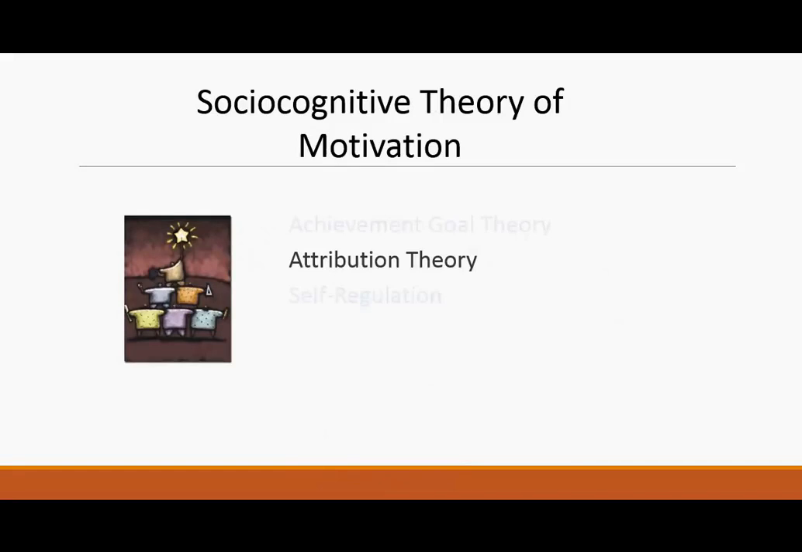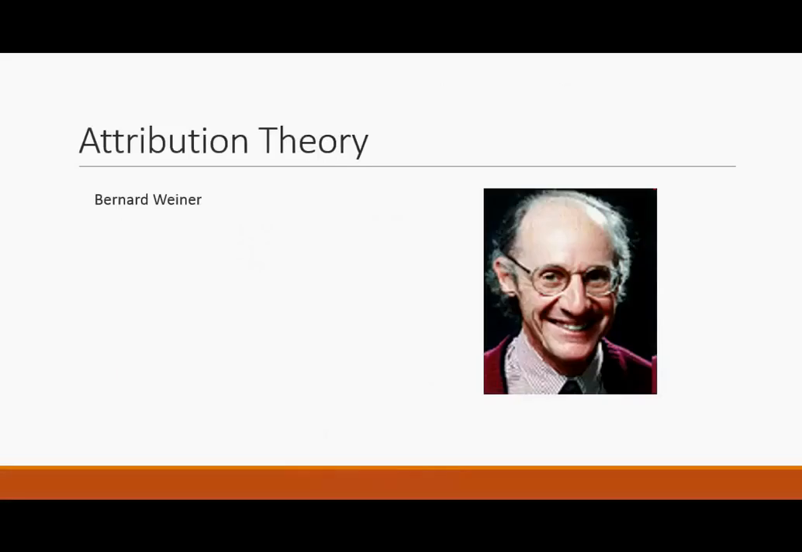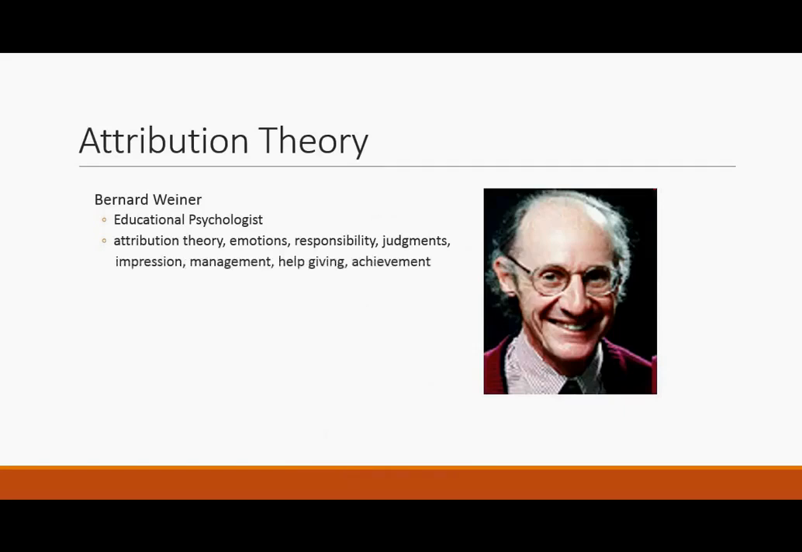All right, now we're going to talk about the sociocognitive theory of motivation. In this case, attribution theory. It was developed by Bernard Weiner. He was an educational psychologist like myself, and he came up with attribution theory. He focused a lot on emotions, responsibility, judgments, impression management, help giving, achievement, motivation. He had a PhD in psychology from the University of California, LA.